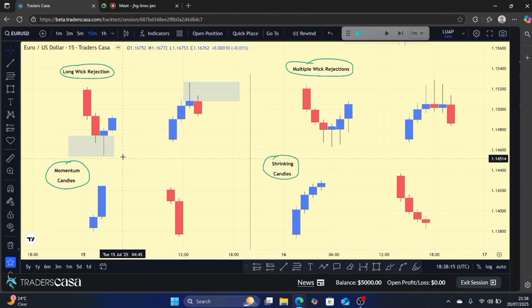This long wick showcases some buying pressure, that once price tapped the zone, there was some buying pressure that caused price to move up. You can see this rejection, signifying that price is now not interested in the low prices and is looking for the higher prices. So this signifies some buying pressure, and you can clearly see price closed bullish. In this case, this is a very strong rejection because price closed bullish after the buying pressure.